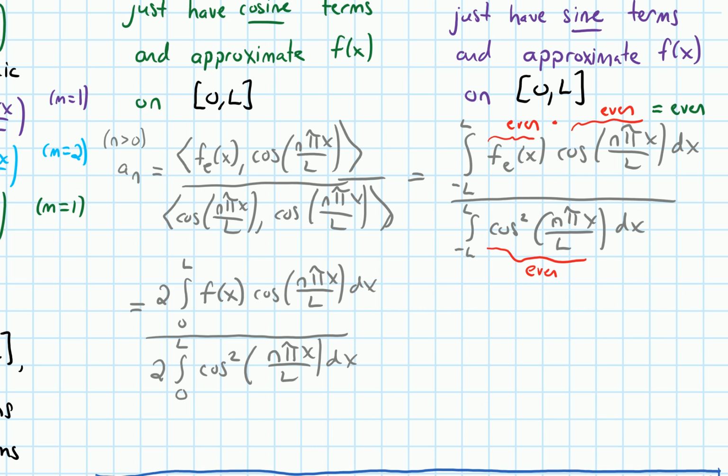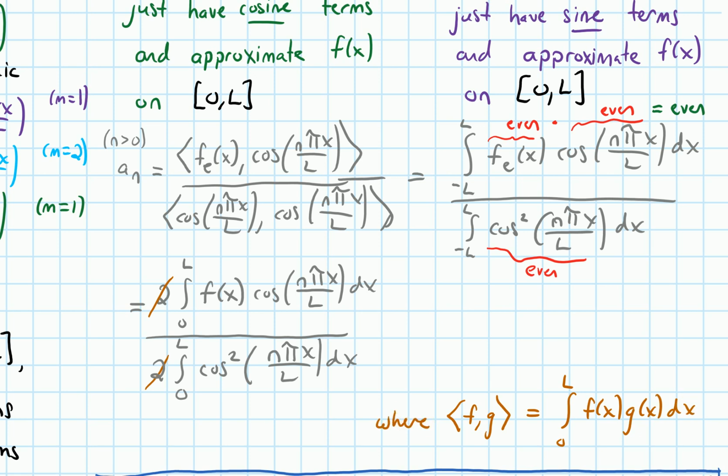Now notice that these 2's cancel. And what we have is an integral on the top and an integral on the bottom, and both of these integrals go from 0 to L. So I'm actually going to define a new inner product, just slightly different, where my integral goes from 0 to L instead of negative L to positive L, like it was before. So I'm going to go from 0 to L, f of x times g of x dx. This is going to be my new inner product.